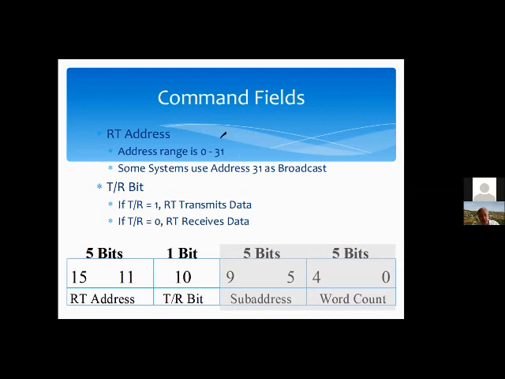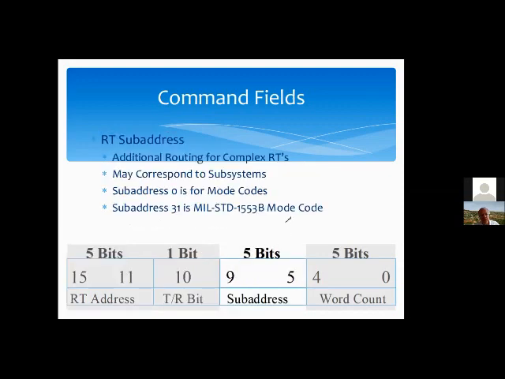Okay, what we haven't yet talked about in terms of the message types are the mode codes. So that's next. And that's done by looking at the next field, which is the subaddress field. So the subaddress field has a number of different uses, one of which is that there might be complex RTs. In other words, an RT, let's say a radar. So from the communication point of view, it might be a single RT, but there might actually be multiple radars attached to that single RT or multiple modes within the radar.